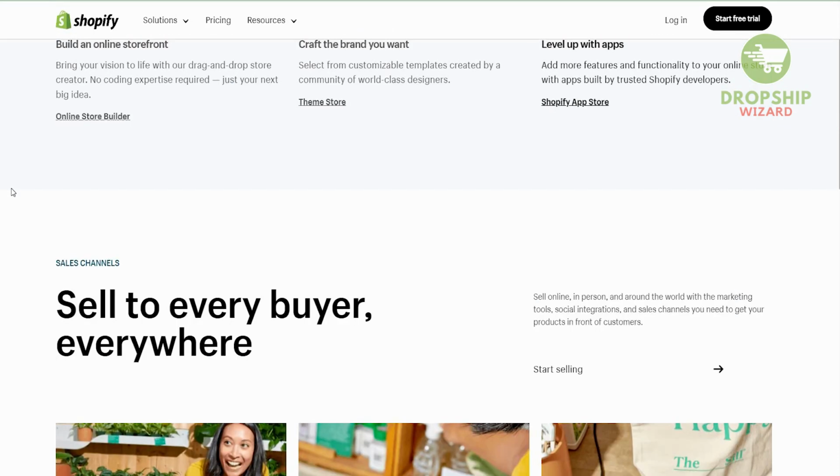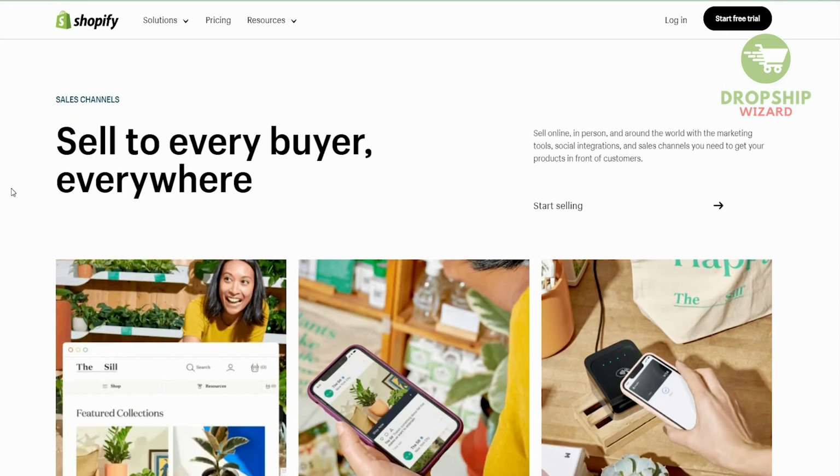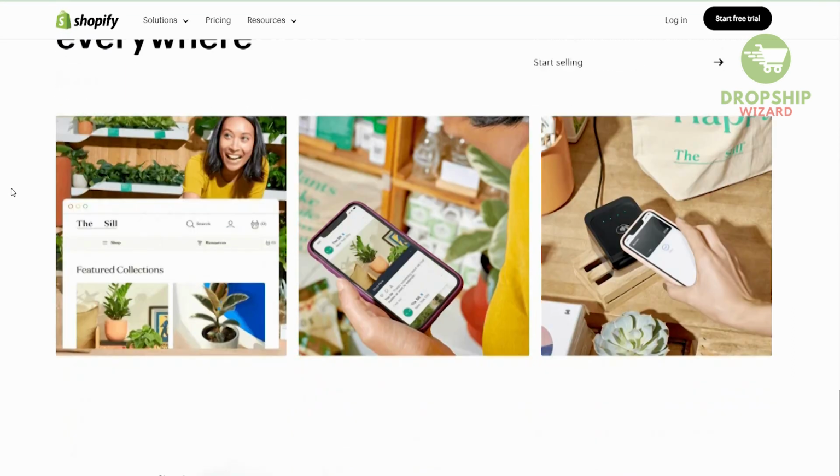And obviously, when you combine all these elements together, you will get a recipe for success, because you can sell to every buyer everywhere. You can sell online, in person, and around the world with the marketing tools, the social integrations, and the sales channels that you need to get your product in front of customers. All you need to do is worry about growing your business. Everything else is going to be taken care of by Shopify.